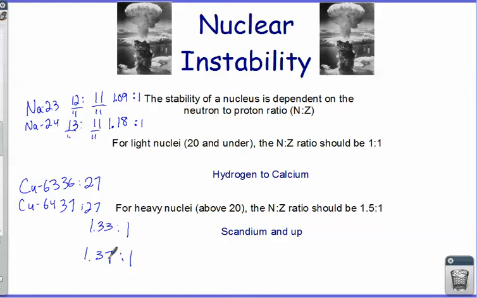So again, you're usually comparing these values. You can compare different isotopes of different elements. However, usually it's the same element in just different common isotopes. So in this case, copper 64 is, of the two, more stable. So all you would have to do is cite the ratio of either 1.1 or 1 to 1 for light nuclei, or 1.5 to 1 for heavy nuclei.